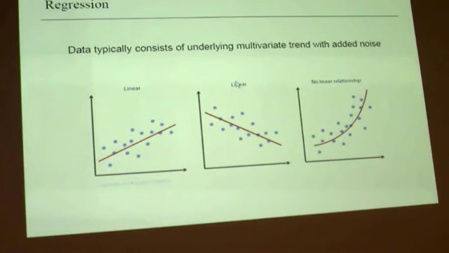So something I really want to bring out in this talk is the relationship between regression and classification. Regression, I guess, is more typical in visual analytics. And the typical assumption in regression is that you've got some sort of multivariate trend with noise, and you fit to that. It might be a linear relationship, it might be a nonlinear relationship.